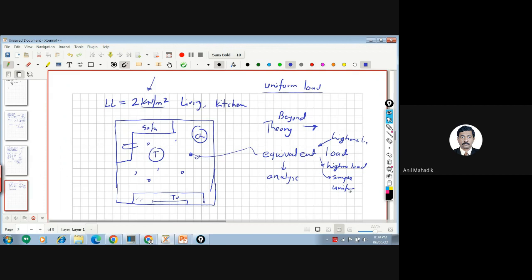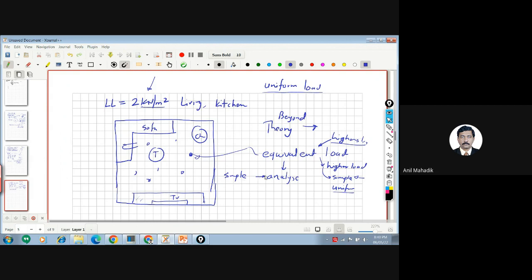Why am I using a simple load? Why am I assuming higher? Higher I am assuming because I cannot predict this in an exact way. So I am trying to do it higher. Why am I doing uniform load? Because I want to make it simple. Why am I making it simple? Because I want to analyze it. Because I can analyze simple things only. I cannot do the complex analysis, because whatever software is available with us, it can do simple calculations. It cannot do too many complicated calculations.